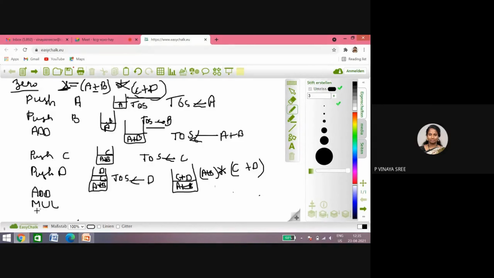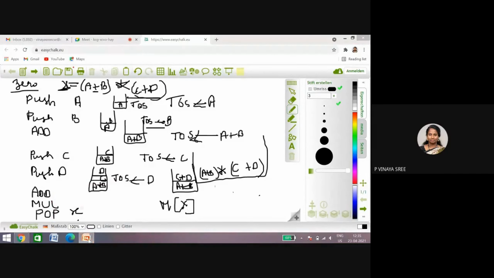For that, finally the result is available in the stack, we have A plus B into C plus D. So finally we pop and place it in a memory address, pop X. This means the entire result that we have in the top of the stack will be placed in the memory location M of X. Let me show this clearly in the PPT so that you can understand.